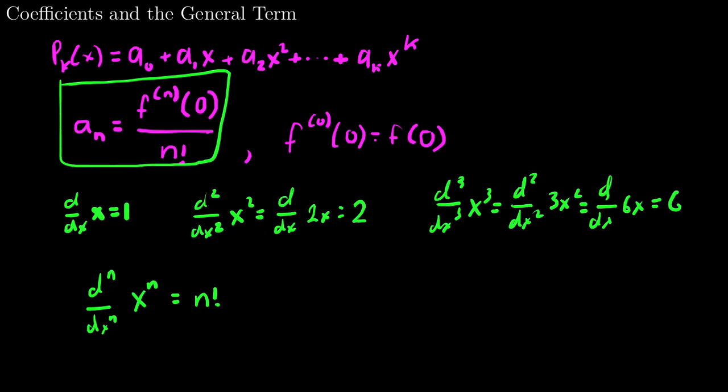So let's see a couple of examples. Find the fourth degree Maclaurin polynomial of f of x equals e to the 2x. Fourth degree means that I need f of x, f prime of x, f double prime of x, the third derivative of x, and the fourth derivative of x.